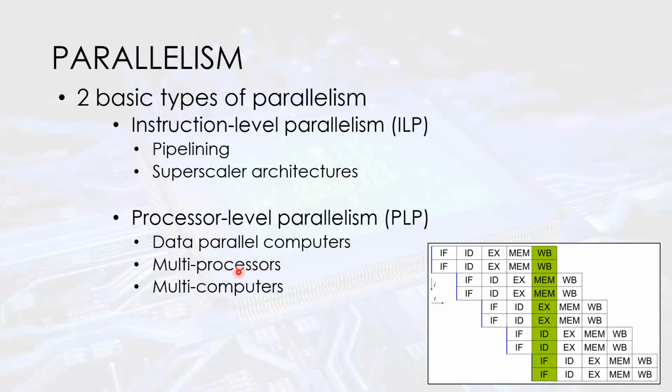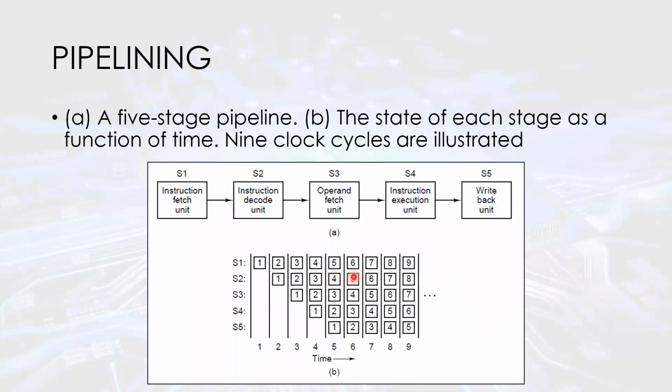Versus processor level parallelism, which is a much higher level, coarse grain parallelism. This is taking perhaps two different programs and running them at the same time, which you would expect is a lot easier than instruction level parallelism, right? So we're talking about actually having multiple processors here, multiple computers and whatnot. Okay, so we talked about pipelining.